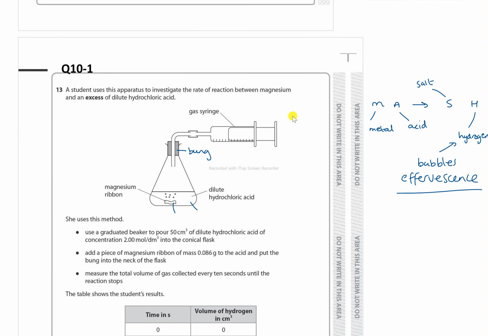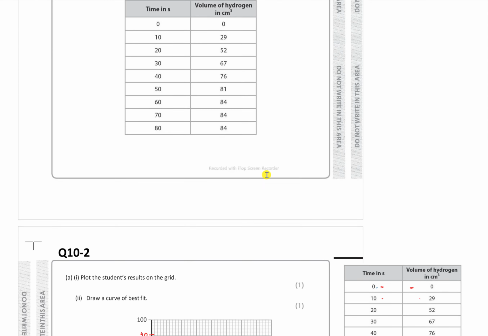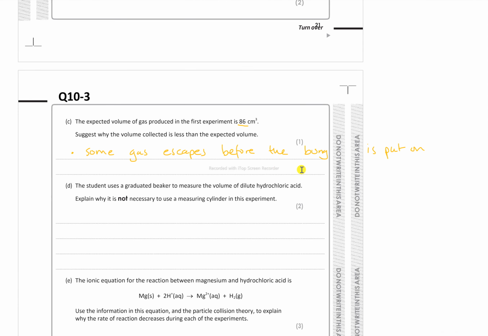So what you do is you put in your acid, and then you can just drop in your magnesium ribbon, and then between you dropping in the magnesium ribbon here and putting this bung on, it might take a couple of seconds, 1 or 2 seconds, and some gas will escape out of here, right, out of this area. So that's why you might get slightly less. What other reason?